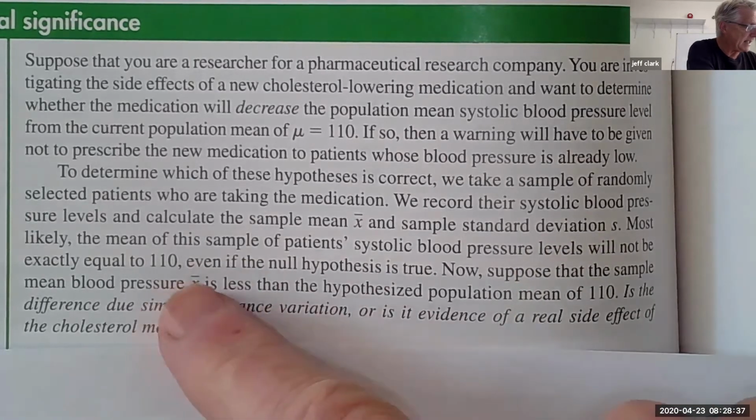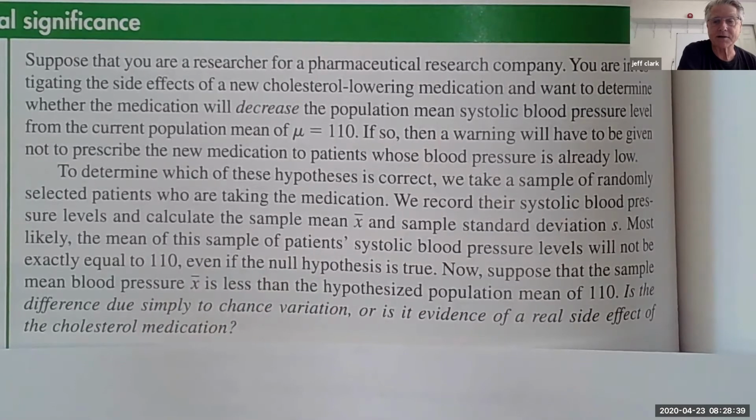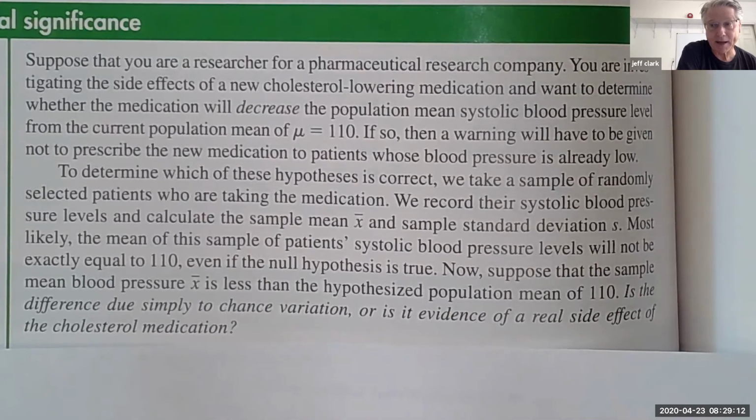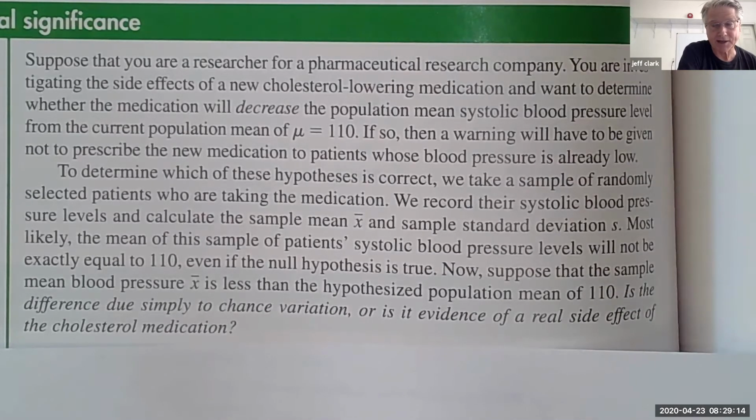And most likely, the average sample of patients' systolic blood pressure levels will not be equal to exactly the 110. Most likely, it's not going to be that way. It's going to be either higher or lower, likely, even if the null hypothesis is true. Now, suppose that the sample average blood pressure X bar is less than the hypothesized mean of 110. Now, the hypothesized mean is that it's exactly 110. That's where the null hypothesis, the H sub naught, is going to come into play.